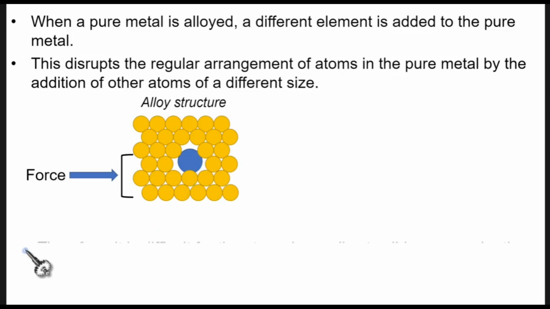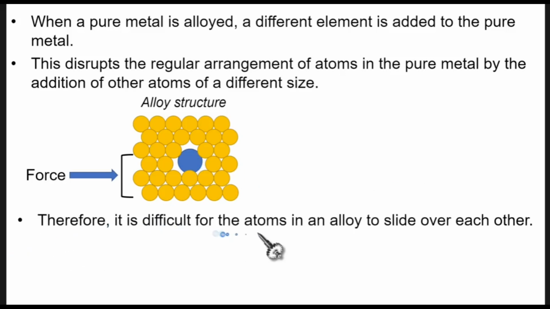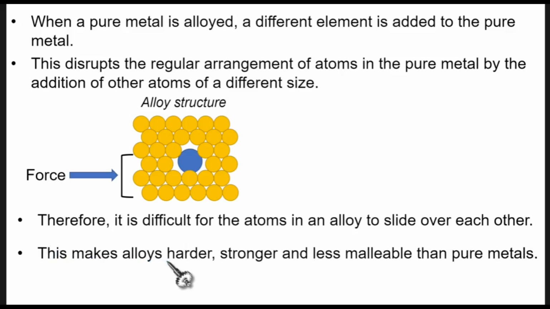So we are saying that it is difficult for the atoms in an alloy to slide over each other, and this makes alloys harder, stronger, and less malleable than pure metals. So this is an explanation of why alloys are harder and stronger than pure metals. This explanation has been made for you to understand.